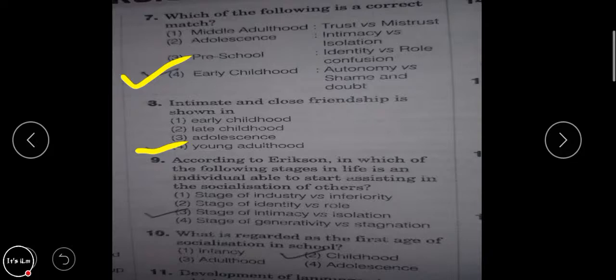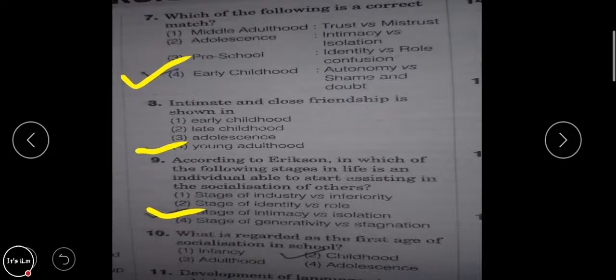Here the stages are: stage of industry versus inferiority, stage of identity versus role confusion, stage of intimacy versus isolation, stage of generativity versus stagnation. Our answer is the third one, stage of intimacy versus isolation.